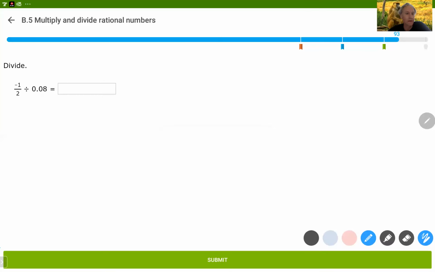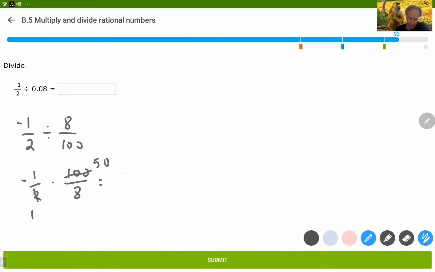Oh, decimal division. Let me read this for you. This says negative 1/2 divided by 8/100ths. That thing right there in red, 8/100ths, which happens to be negative 1/2 times 100 over 8. And I can simplify this, which is negative 50 over 8. And that's a perfectly acceptable answer right there.